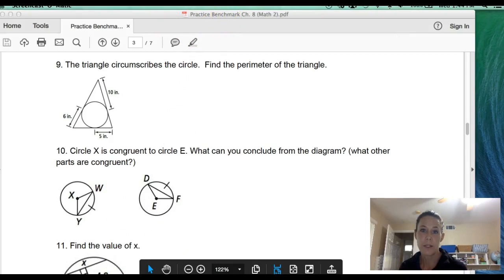And let's see if I can get it to stop zooming in. So also all radii. I don't want to touch any of that.